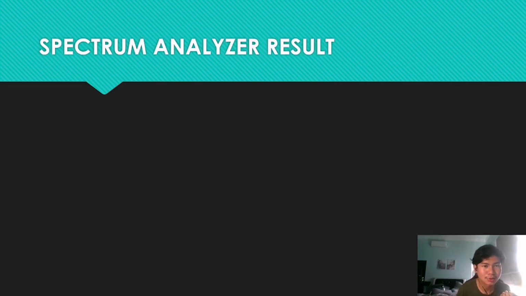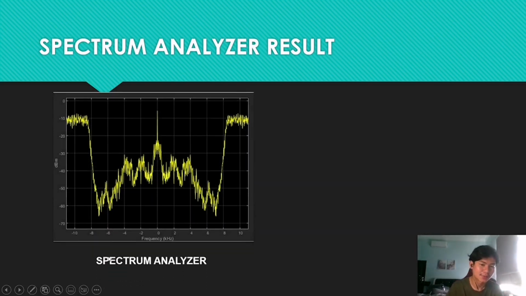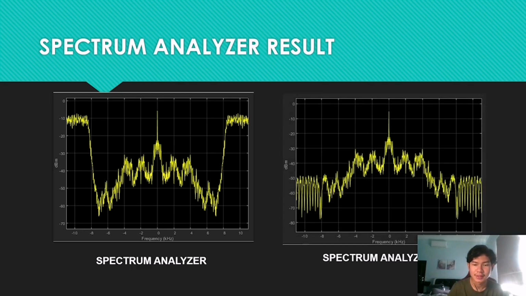So now I want to show you the spectrum analyzer result. This is the spectrum analyzer result for the direct signal. And this is the spectrum analyzer 1 result, for the filtered signal, and my friend will demonstrate to you.